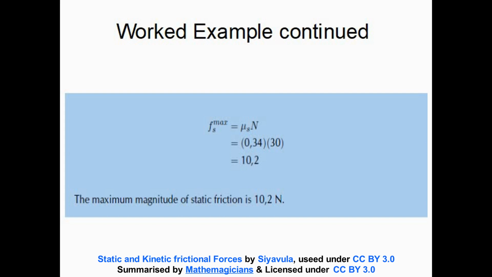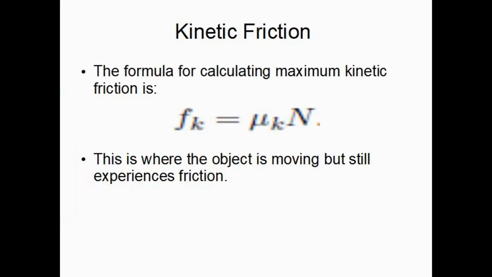Now we know how to calculate maximum static friction. Now let's have a look at how we calculate the kinetic friction. The formula is very similar to the static friction formula. The only thing we do now is replace the s with k. So the formula for calculating kinetic friction is Fk is equal to mu k times the normal force. Kinetic friction is where the object is moving, but it still experiences a frictional force. Although the object is moving, friction is still acting on the object.